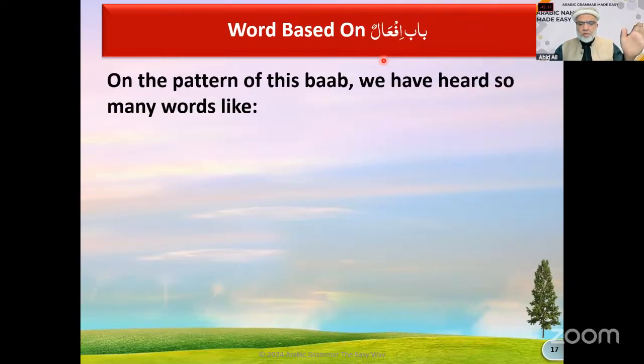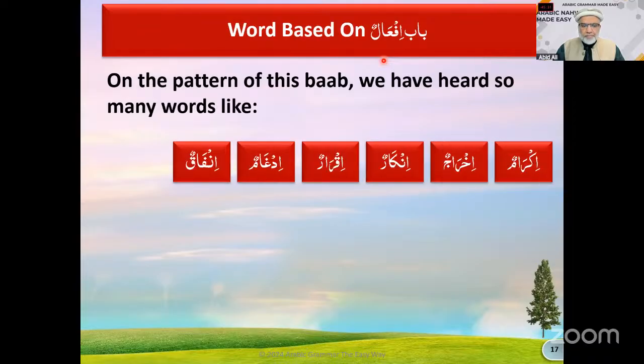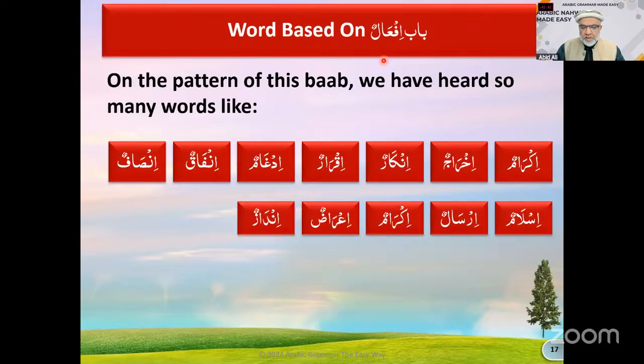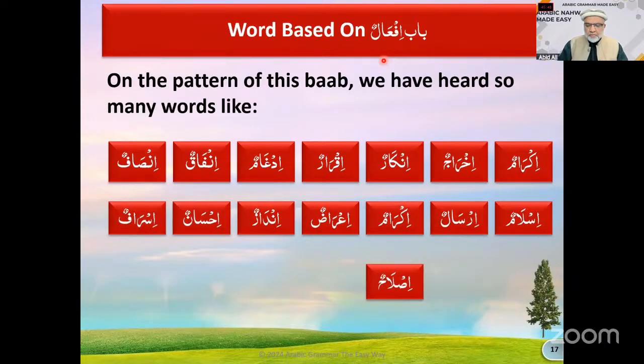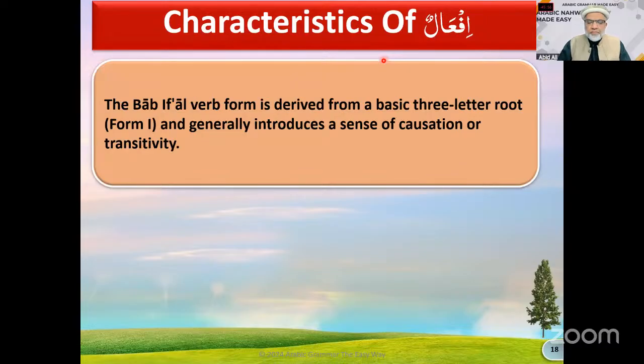Anyways, don't worry too much about it. Inshallah, it will start to make more sense as we look at examples. On the pattern of this bab, we have heard so many words like this: ikramun, ikhrajun, inkarun, idghamun, infaqun, insafun, islamun, irsalun, i'radun, indarun, ihsanun, israfun, islahun, in'amun, and ifhamun. So mashallah, these are some of the words we already know.